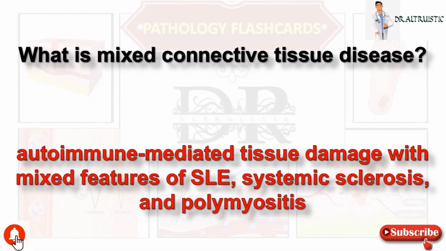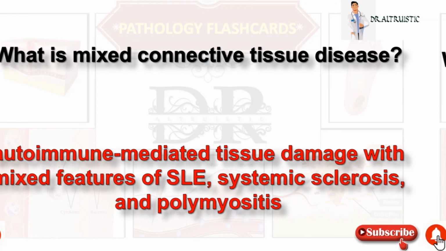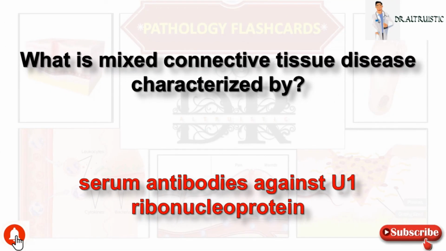What is mixed connective tissue disease? Autoimmune mediated tissue damage with mixed features of SLE, systemic sclerosis, and polymyositis. What is mixed connective tissue disease characterized by serum antibodies against U1 ribonucleoprotein?